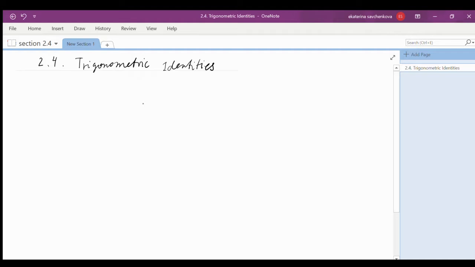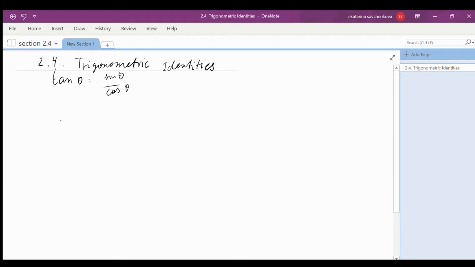Hello everyone, I'm trying to use OneNote to do my next lecture on trigonometric identities. We do know some of them already, right? I'm going to write down the basic ones. Tangent of theta equals sine of theta divided over cosine of theta.